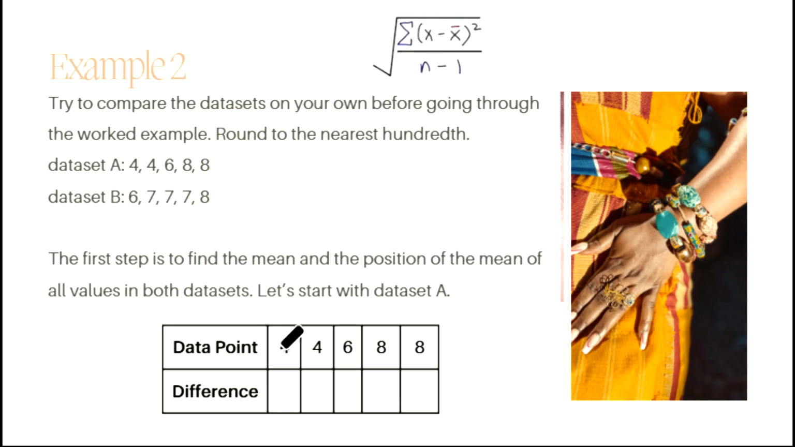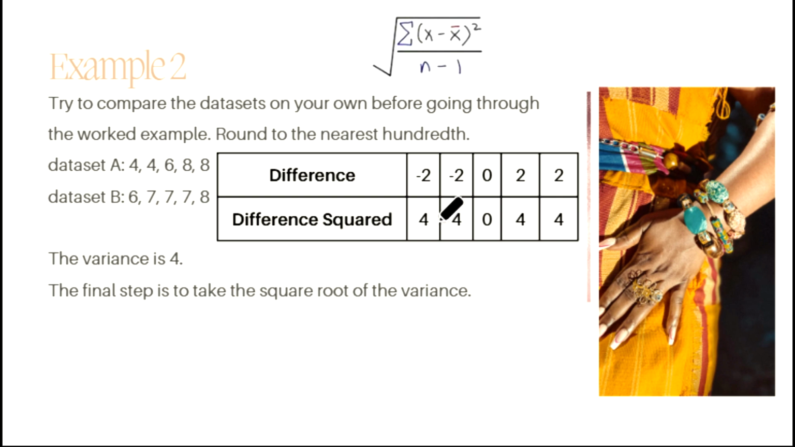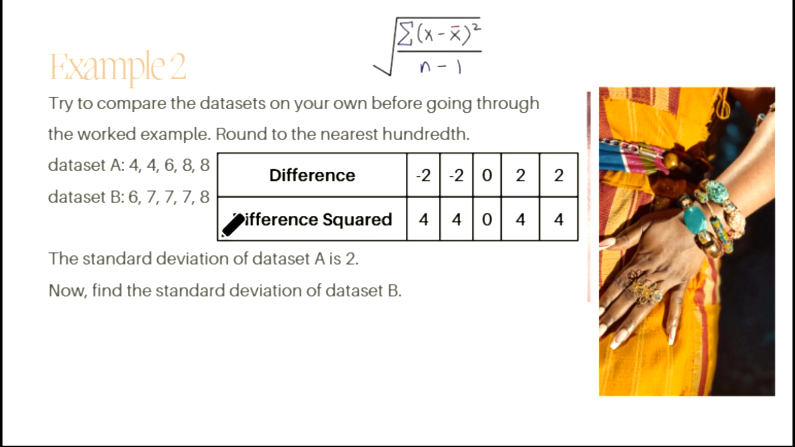Then you're going to find the difference between the data point and the mean. Then you're going to take your difference and square it. Then you're going to take these squares, add them together, and divide them by n minus 1, right? And then you're going to take that number and find the square root of it. So that's your standard deviation for data set 2.